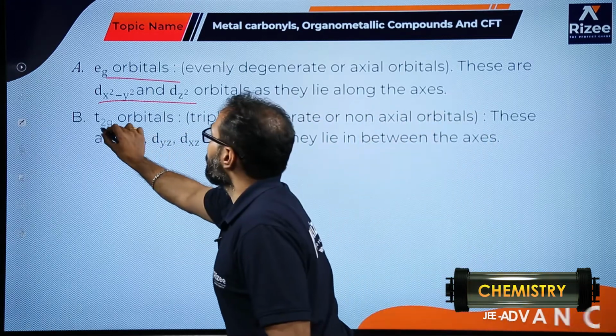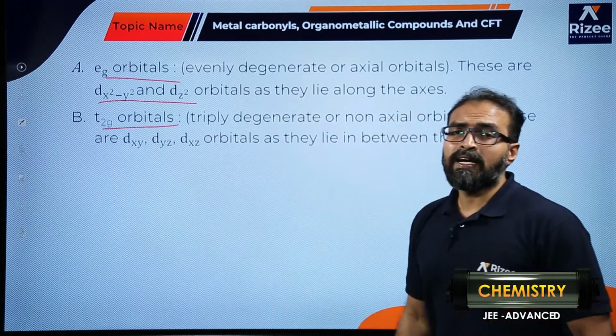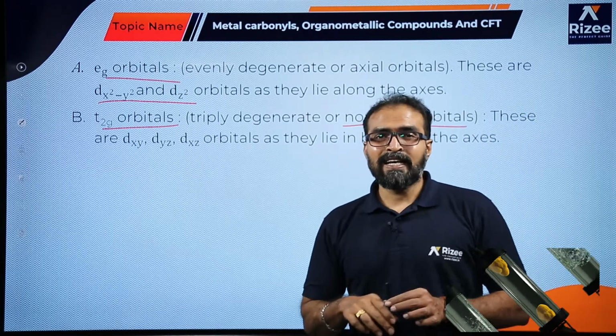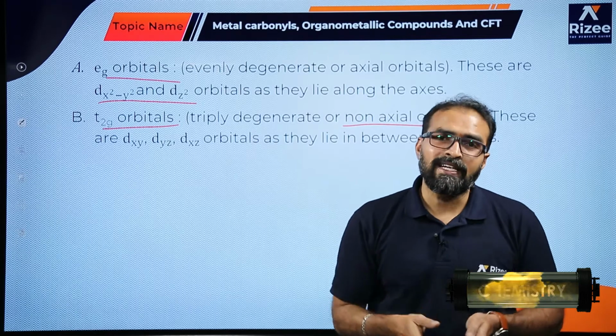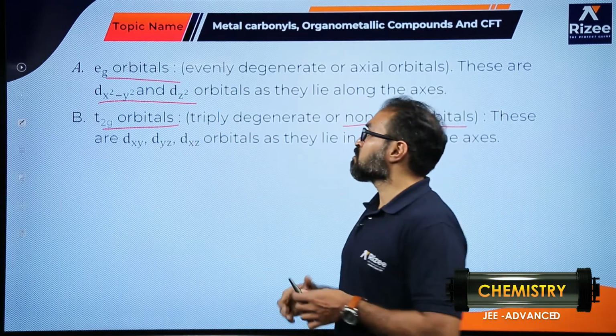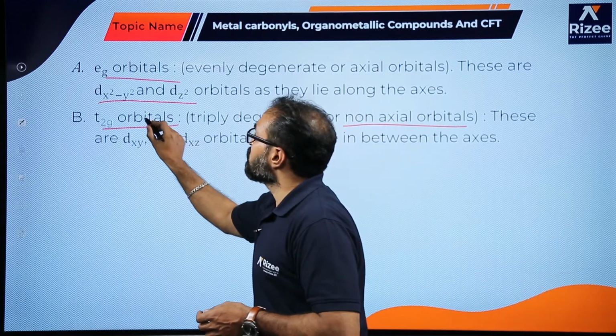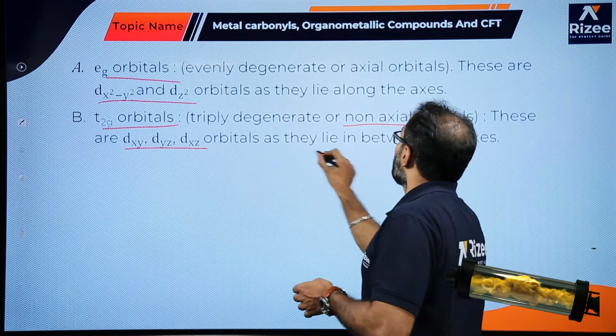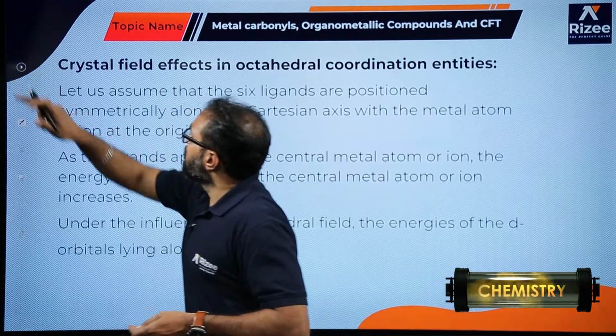Whereas the T2g orbitals are called triply degenerate or non-axial. Why are they called non-axial? Their orientation is in between the axis, whereas Eg orbitals have orientation along the axis. So the T2g orbitals are dxy, dyz and dxz, as they lie in between the axis. These are the terminologies we will use.